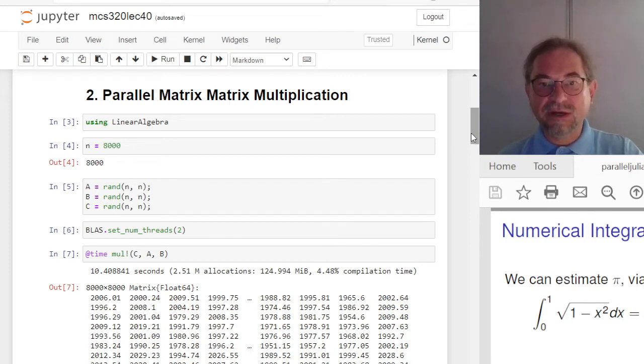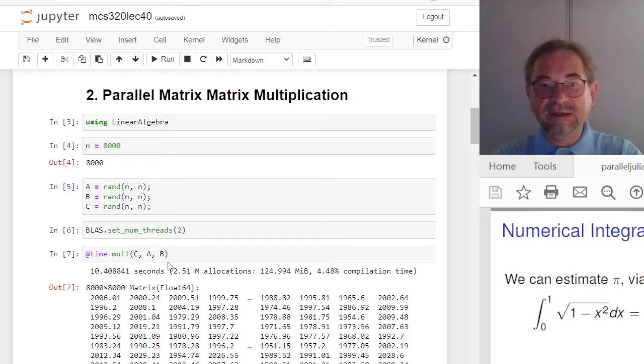I do this here with a matrix of dimension 8000. I will justify why 8000 is a good number. I don't really want to see those numbers, so there's a way to suppress the output when you run code in a Julia cell, in a Julia code cell. You use the semicolon. With the basic linear algebra subroutines, I can set the number of threads.